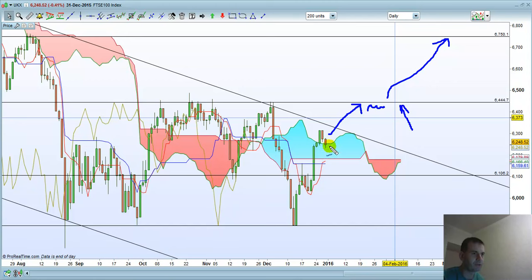Or alternative scenario is when price keeps declining, breaks down the upper border of the cloud, and then breaks this level. So then the profit goal can be this support level.